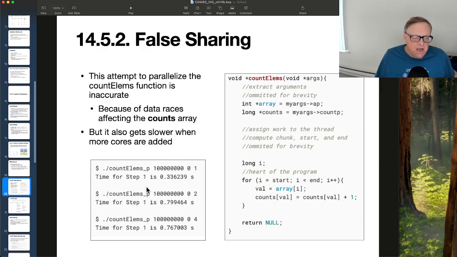So here is count elements. This is the one I just talked about before that will count how many times a certain digit appears in a long list. And here's the heart of the program. It's going to go through from start to end and find the value and then add that to the counts.